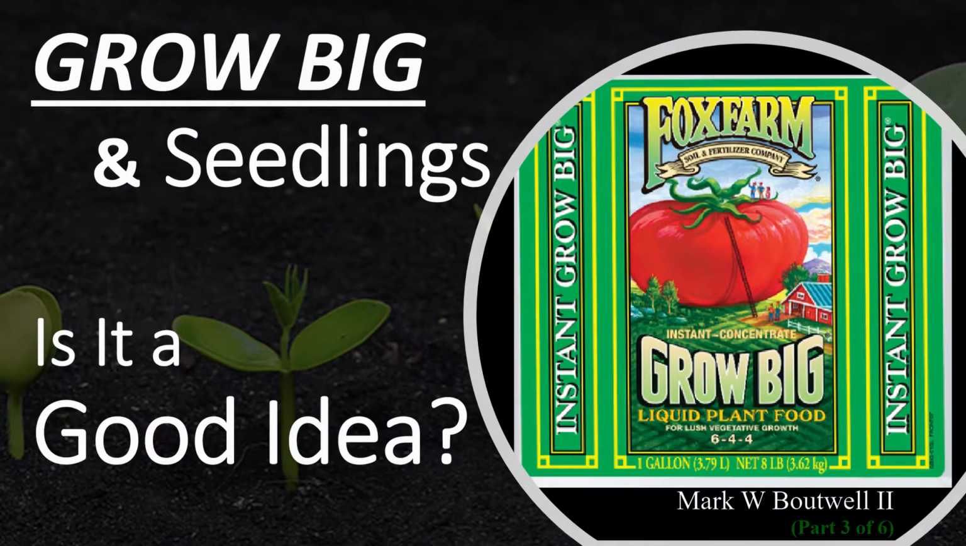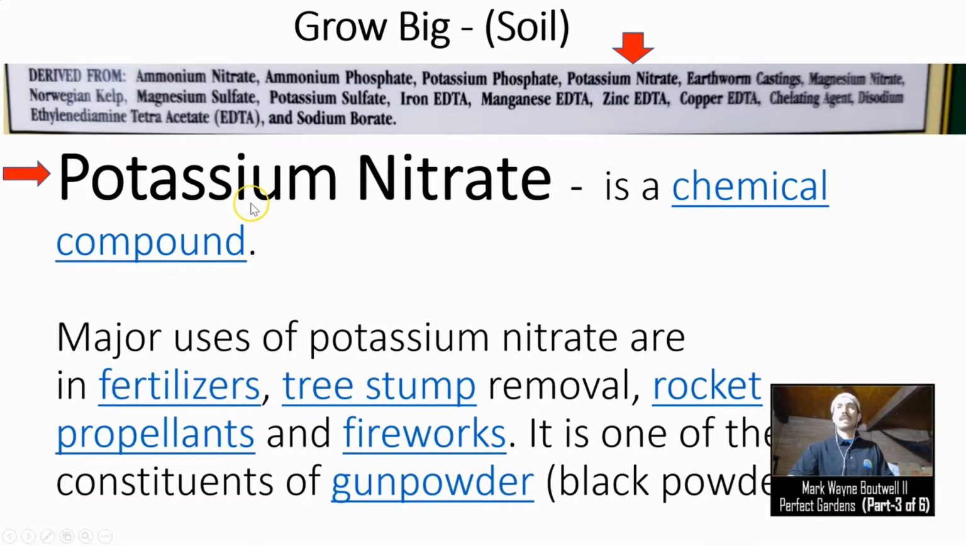Okay, so the next one is potassium nitrate. Once again, you have your nitrate and you have your potassium. So we have a potassium phosphate, and now we have a potassium nitrate. Why do we have two different types of potassium?